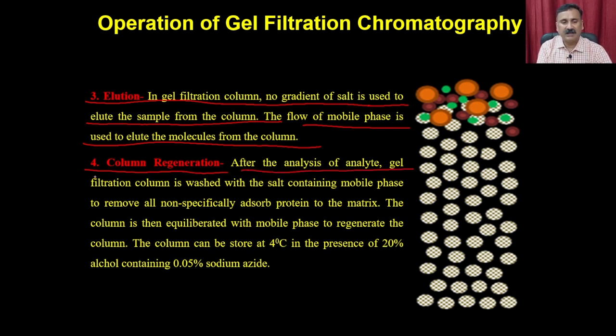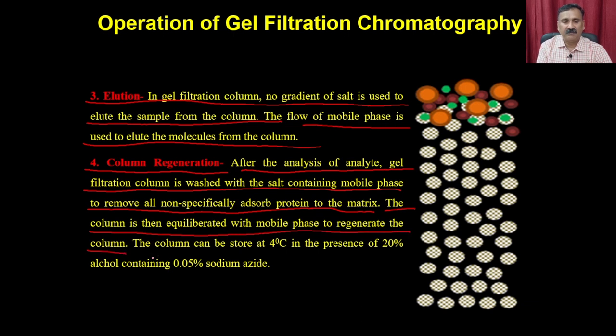After the analysis of the analyte, the gel filtration column is washed with a salt-containing mobile phase to remove all non-specifically absorbed protein from the matrix. The column is then equilibrated with the mobile phase to regenerate the column, right? The column can be stored at 4 degrees in the presence of 20% alcohol containing 0.05% sodium azide. You know that sodium azide is bactericidal, so it will not allow bacteria to grow, because most of these columns are made up of sugary beads, right? They are made up of Sephadex or agarose, and agarose is nothing but a sugar, so they are very susceptible to damage.